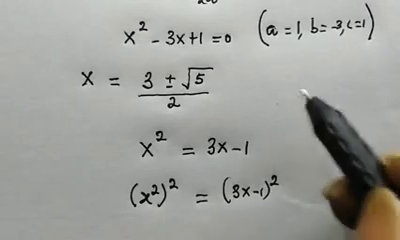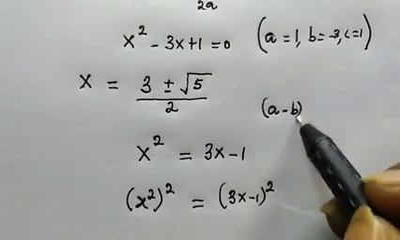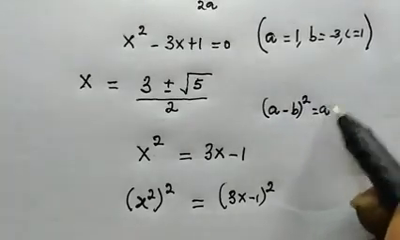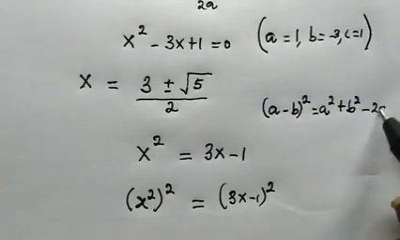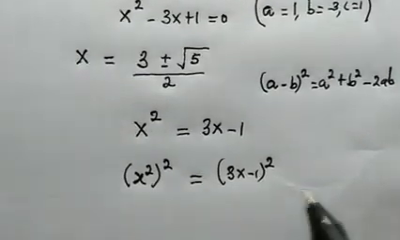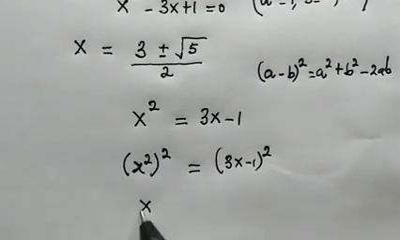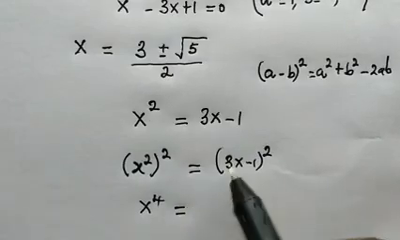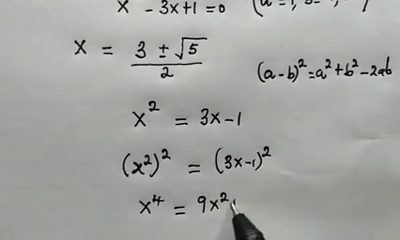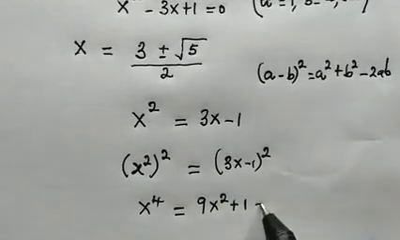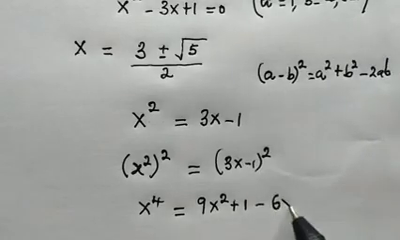At the right hand side, we're going to make use of this identity: a minus b squared is equal to a squared plus b squared minus 2 times a times b. So make use of that identity from the right hand side. Here we have 2 times 2 is 4, so this is x to the power of 4. This will be equal to 3x squared, which will give us 9x squared, plus 1 squared is 1, then minus 2 times 3x times 1, which will give us 6x.